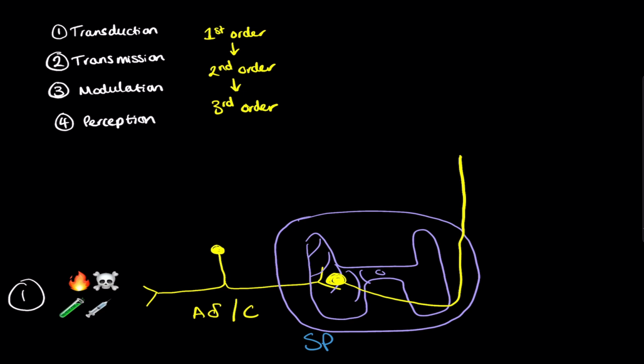It follows the same tract as the signals for temperature, and this is why we test for cold sensation after a spinal anaesthetic, to prove we've blocked this tract. This is known as transmission, number 2.